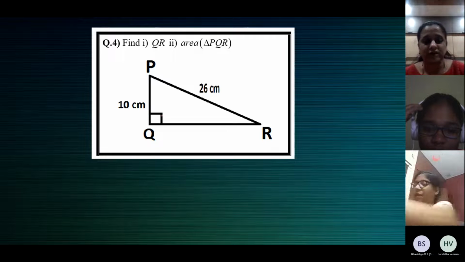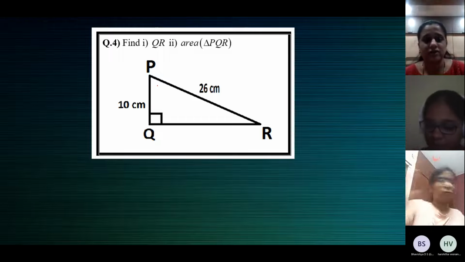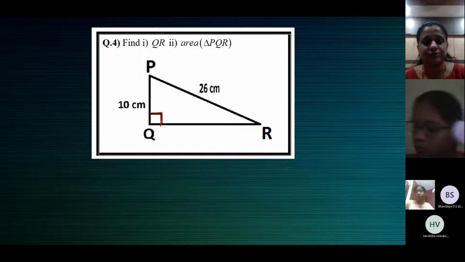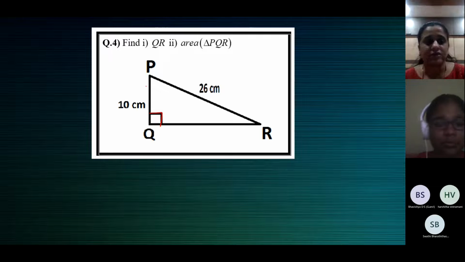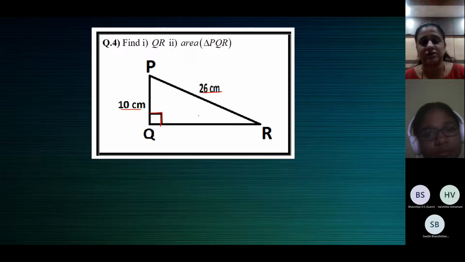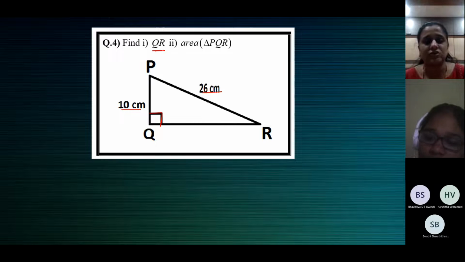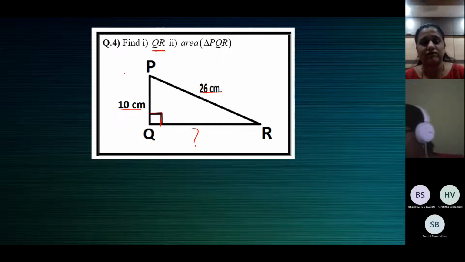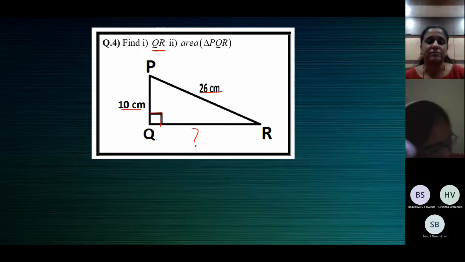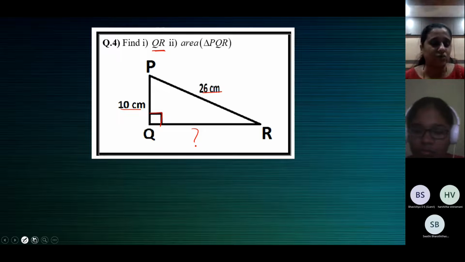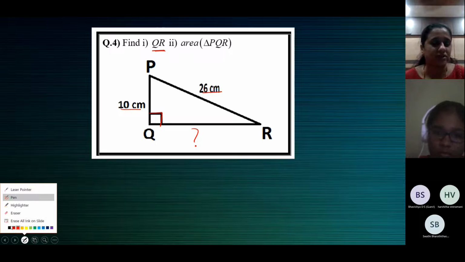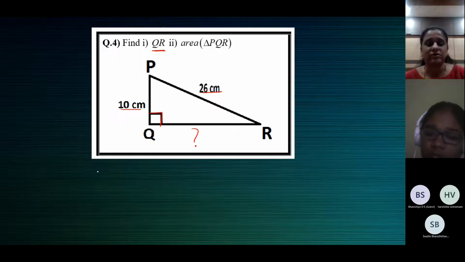So here we have a right triangle PQR, right angled at Q. We are given that PQ measures 10 centimeters, PR measures 26 centimeters. With this information, we need to find the length of the side QR, and also find the area of triangle PQR. So how do we find the side QR? Using Pythagoras theorem. Because it's a right triangle, you can find the length of QR using Pythagoras theorem.